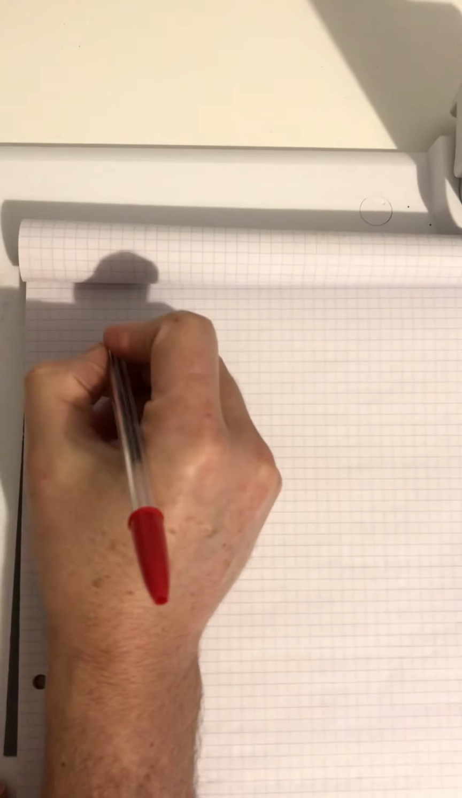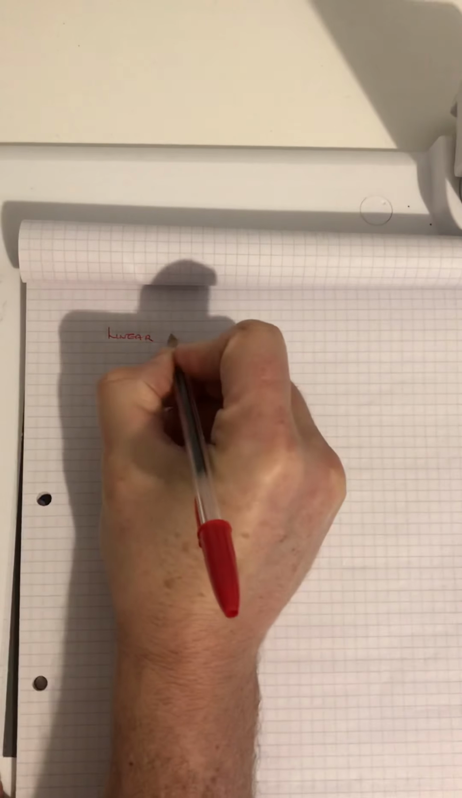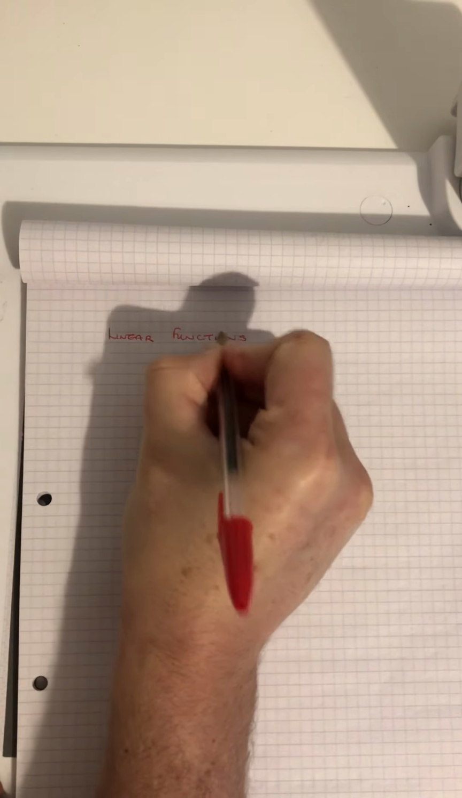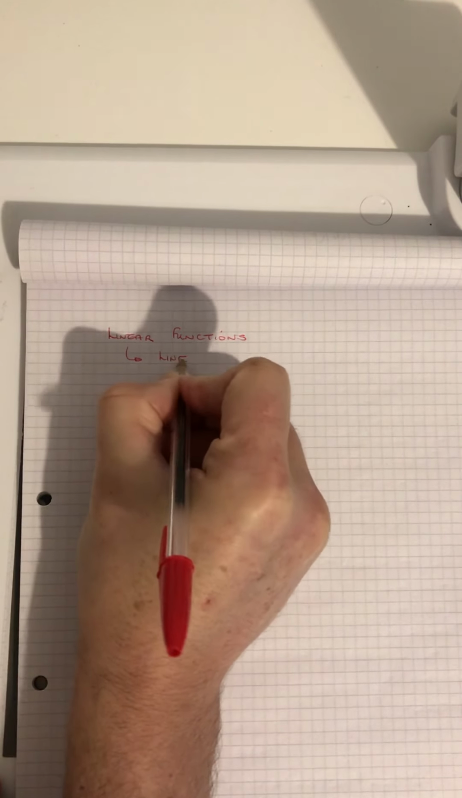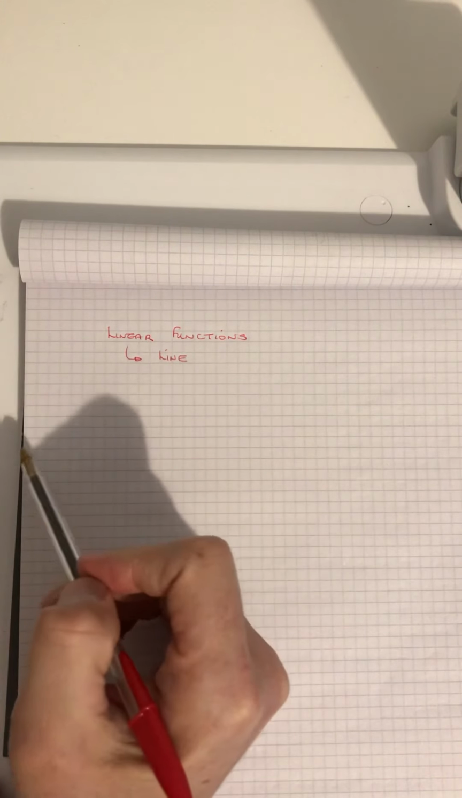Okay, so in this I'm going to show you how to do a few linear functions. So the topic for today is going to be linear functions. Linear functions result in a line. So linear is a line, L-I-N-E, line, okay?